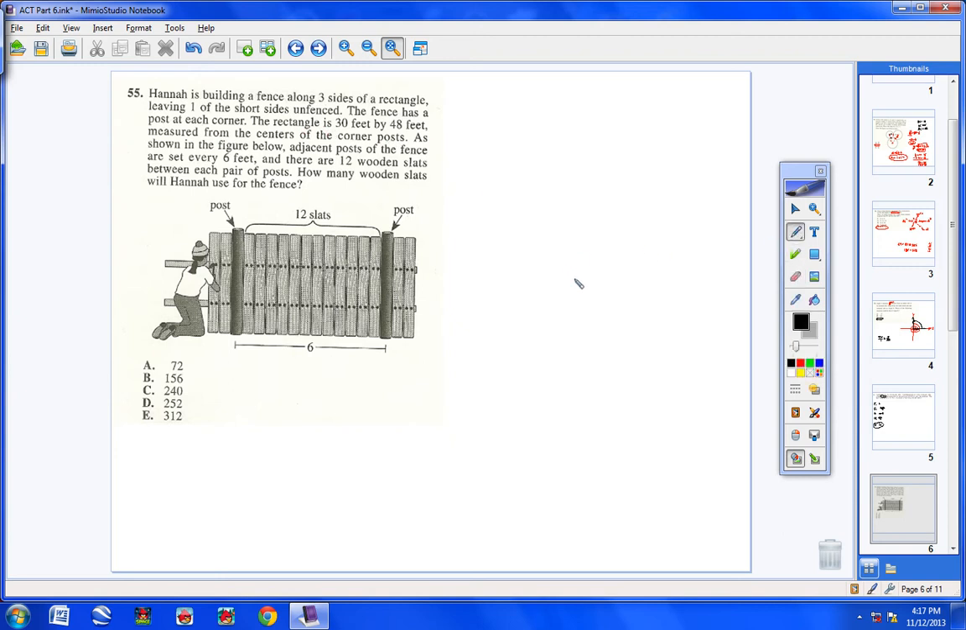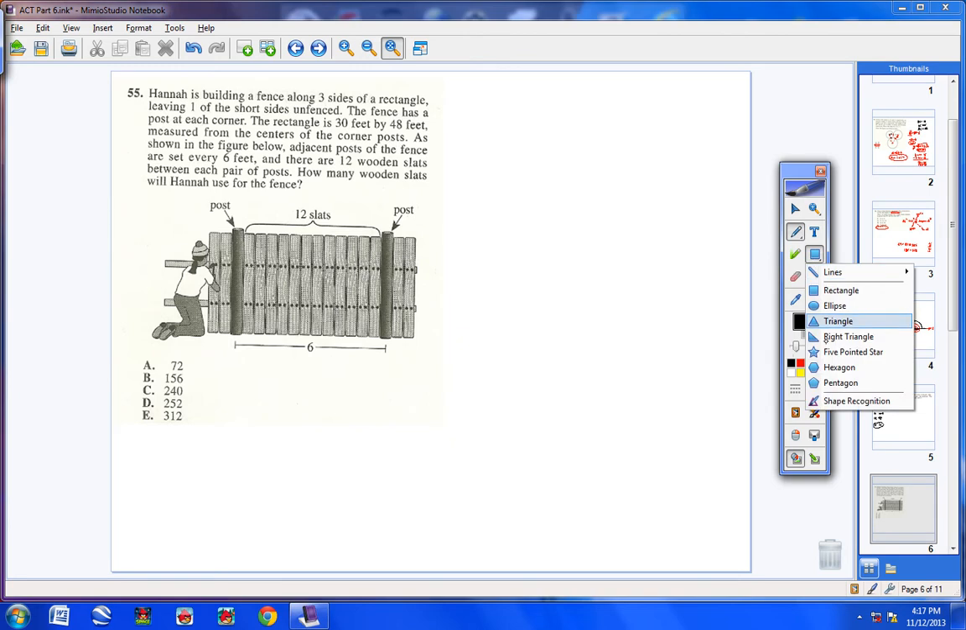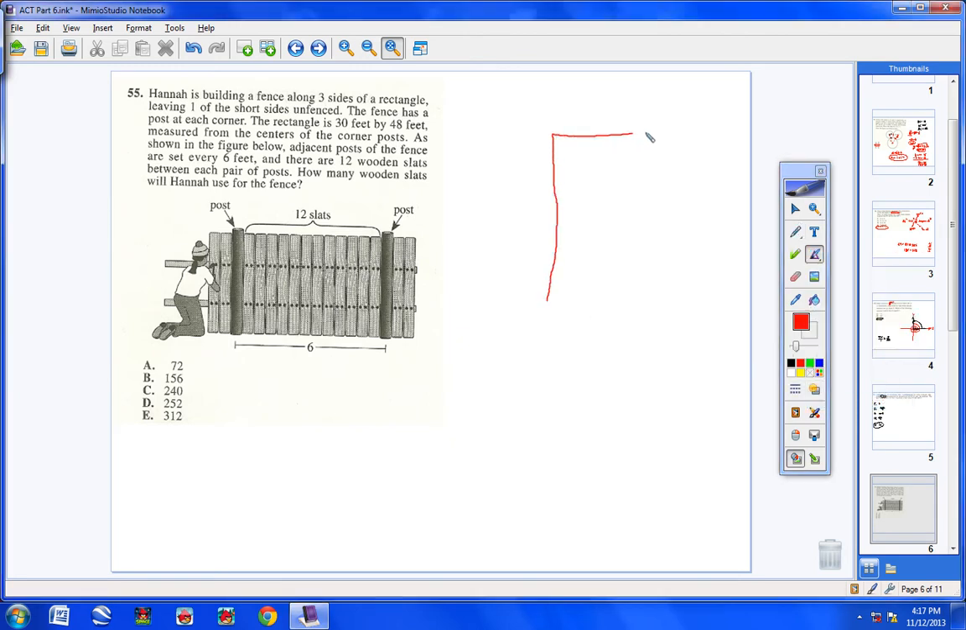Now, for me, I'm a huge visual learner, and so I'm going to get a quick picture of this, okay? Here we go, and there we go. All right, so she's only fencing in 3 sides, so I'm going to leave this side here completely open. All right, now it says it's 48 by 30 feet, so this is going to be 48 feet, this is going to be 48 feet, and this is going to be 30 feet. Now let's continue and read on.